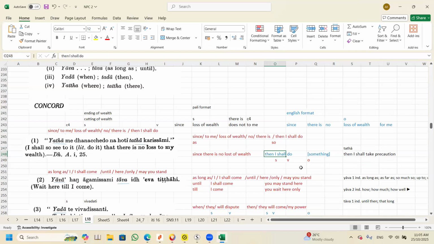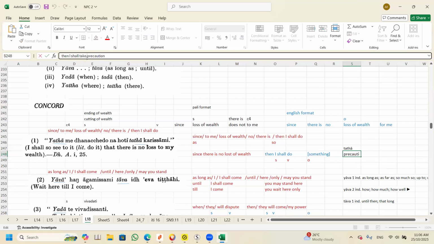I shall do. In Pali, "I shall do" has no object mentioned. So I shall do something. I just put an imaginary object for you to see: subject, object, verb. In this case, I choose to take the something as "I shall take a precaution". The word precaution is not in the text.